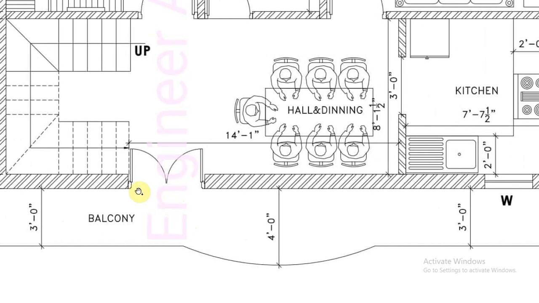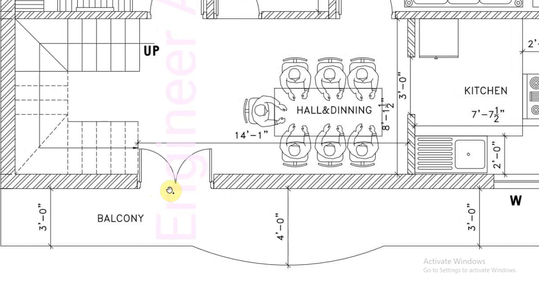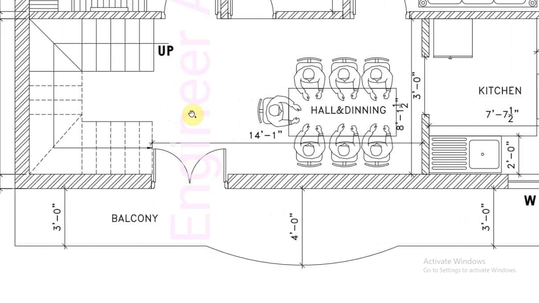Friends, this is the main door of our house. This is 4 feet by 7 feet, and with the help of this door we will enter our house. As we enter here, we get one hall and dining space. This is 14 feet 1 inch in length and the width is 8 feet 1.5 inch here. And I place one dining table also here.